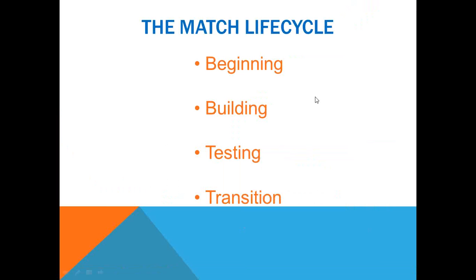discuss this. So what are the stages of the mentoring match life cycle? There's the beginning, the building, the testing, and the transition. For the purposes of today's discussion, we will be talking only about the first three stages. So the beginning, the building, and the testing. Transition really addresses the closure of the relationship.